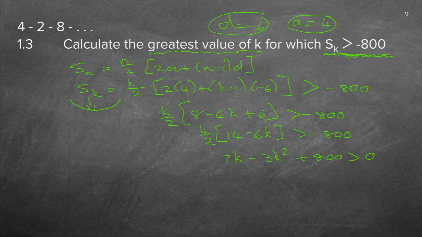Why would I do that? I see a squarey thing, k squared, and I know I'm going to have to factorize. But now, can you see it's in an ugly format? So I'm going to rewrite it: minus 3k squared plus 7k plus 800 greater than 0. But what about that minus in front of the k squared? I don't like minuses in the front. We never factorize if there's a minus in the front. So what do we do? We multiply with the minus right through.